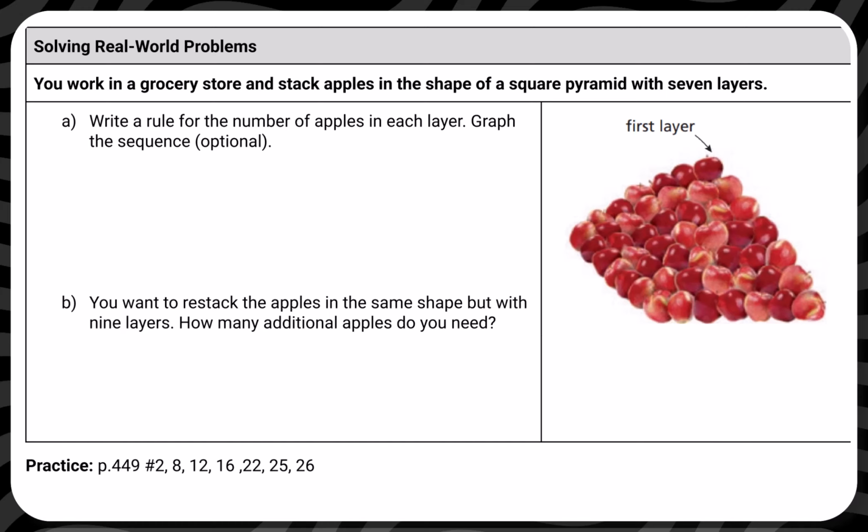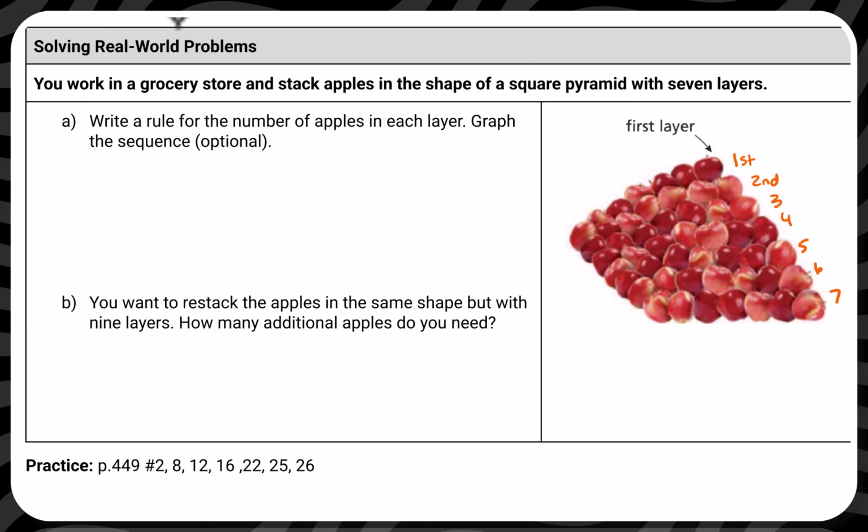What they want you to do is notice that you have a stack of apples, and somehow, some way, they have stacked them in such a way that they are perfectly square for each layer. So let's go ahead and label each layer. I've got the first layer here, second, third, fourth, fifth, sixth, and 7. If you notice, the first layer has 1 apple, the second layer has 2 in the front, but also 2 on the side, so 2 by 2, that would be 4 apples total. And then the third layer has 3 apples by 3 apples, which is 9.